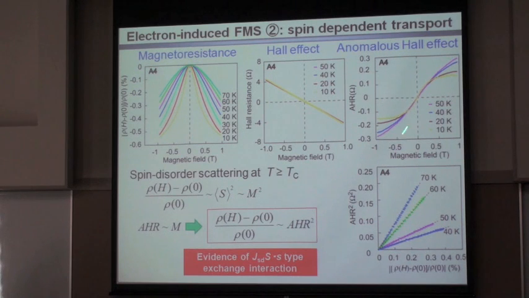So the anomalous Hall resistance should be proportional to magnetization. So the magnetoresistance ratio, which is M squared, should be proportional to the anomalous Hall effect squared. So indeed, when we plot the anomalous Hall effect squared as a function of the MR ratio at various temperatures, all the data show a linear slope. So this means there is this type of exchange interaction in this material.